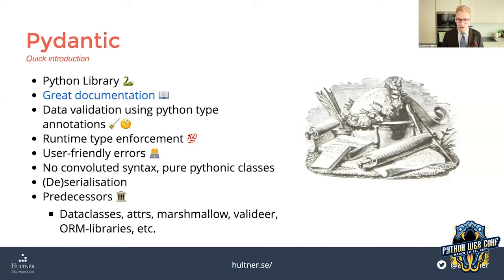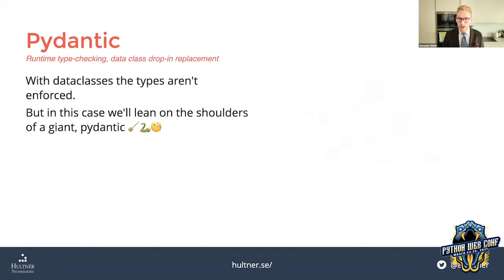There are some predecessors, and of course, I'm going to mention dataclasses, which is one of the greatest advances I've seen in modern Python versions. And then we have things like attrs, which I kind of see as a precursor to dataclasses. And we have things like Marshmallow and Validator. There's also a lot of ORM libraries that provide some runtime checking. So these are the things that came before and made things like Pydantic possible. So let's go ahead then.